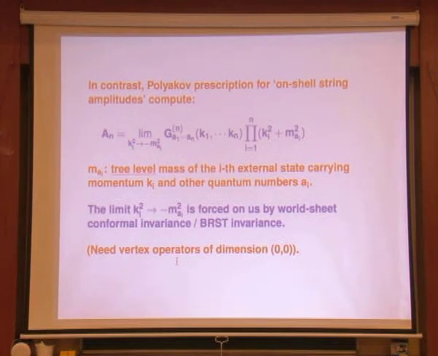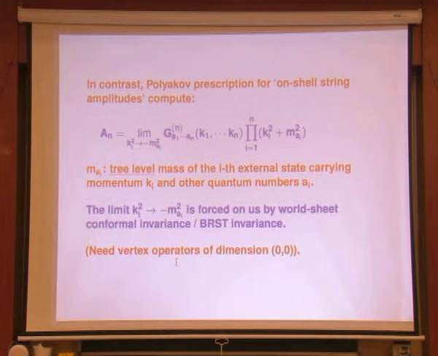And as we discussed, this limit is forced on us by what is known as the worldsheet conformal invariance or BRST invariance. Namely, the limit ki square goes to minus m ai square is precisely the requirement that the vertex operators that we use have to have dimension 0, 0.